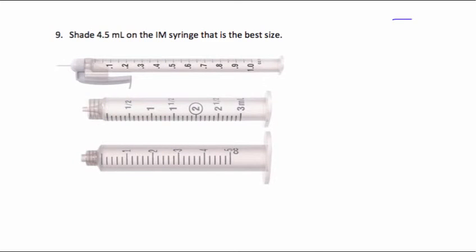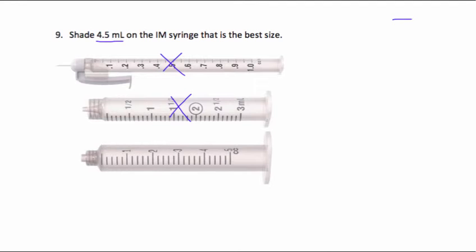If you haven't already done this question, pause your video player and do it. And then hit play to see how you did. All right, question 9. Shade 4.5 milliliters on the intramuscular syringe. That is the best size. Well, 1 milliliter is too small. 3 milliliters is too small. We're going to shade this in on the bottom one.